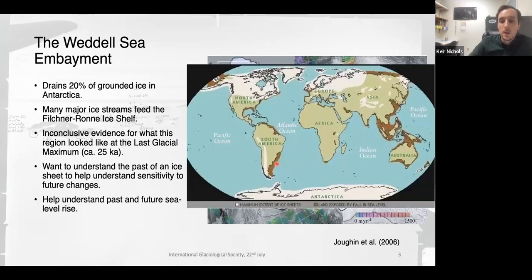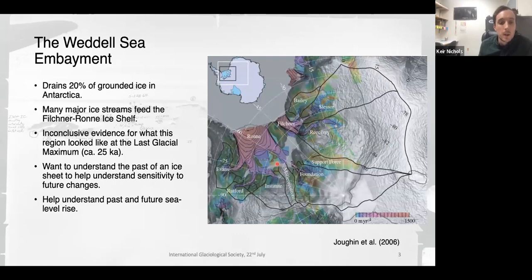So the last glacial maximum, just so everyone's up to speed: lots of Great Britain, North America, Europe, but also South America was covered by expanded ice sheets, and Antarctica was a little bigger as well, but we don't know exactly how much bigger. And so why do we care about this? Well, we want to understand the past of an ice sheet so that we can help understand its future. So how it responded to changes in climate in the past will help us understand what it might do in the future, especially for future sea level rise. So people a lot smarter than me can take the results from this study and use them with their numerical ice sheet models.